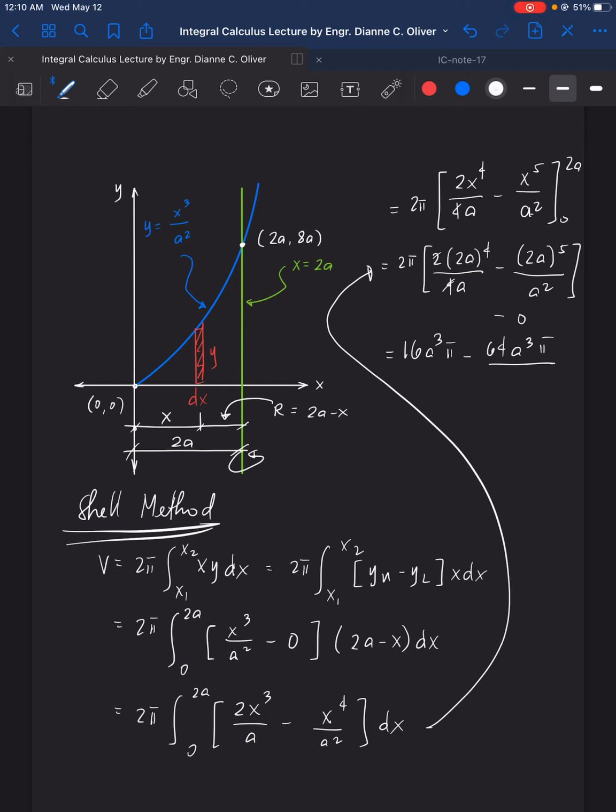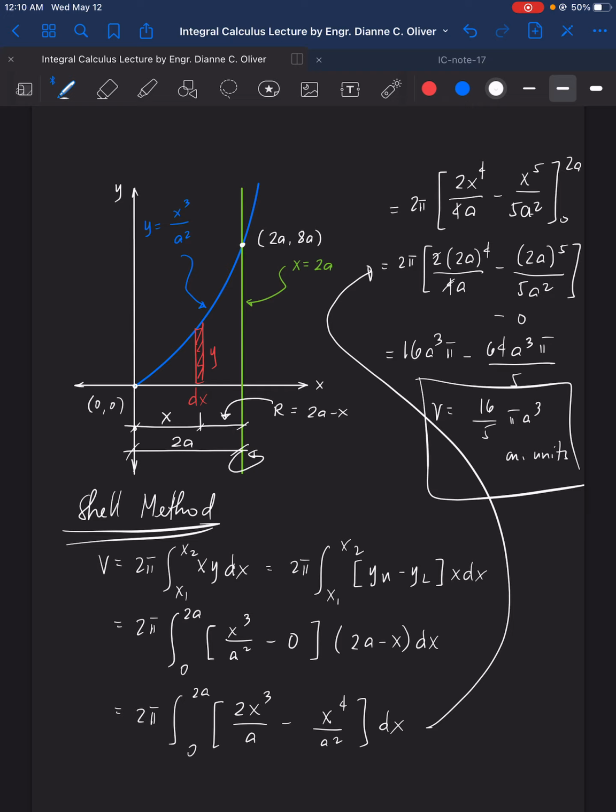And did we forget something? Yeah, we forgot to put 5 here. Should be 5 here. This is 5. Therefore, the volume now here is equal to 16 over 5 pi a raised to 3 cubic units.